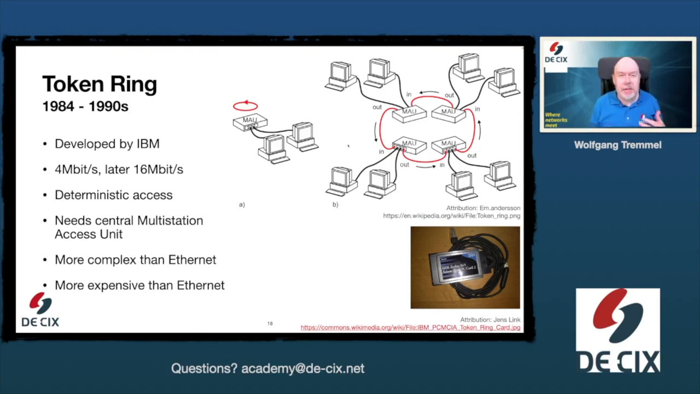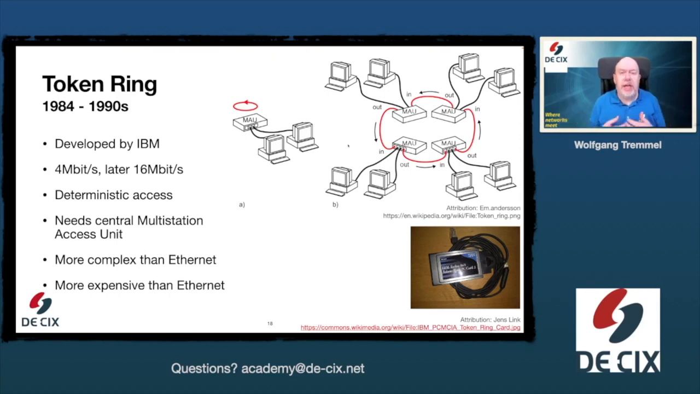It had a deterministic access mechanism. Remember, Ethernet: send when you have something to send. If someone else sends, wait a random amount of time and then try again. Some people thought I might never get to send my data, which of course didn't happen.